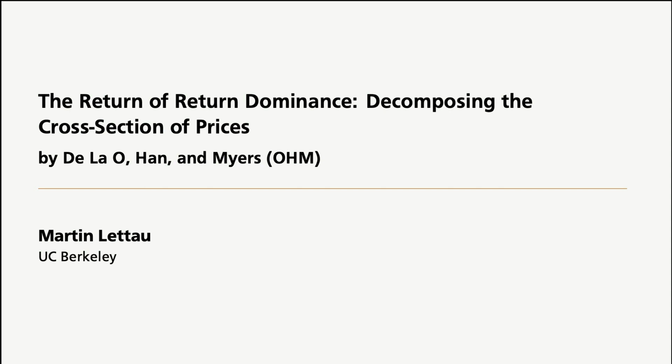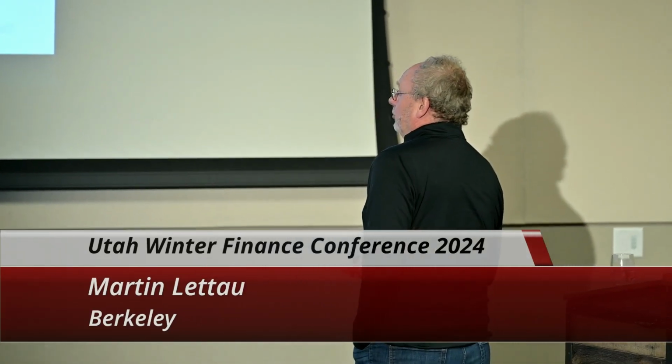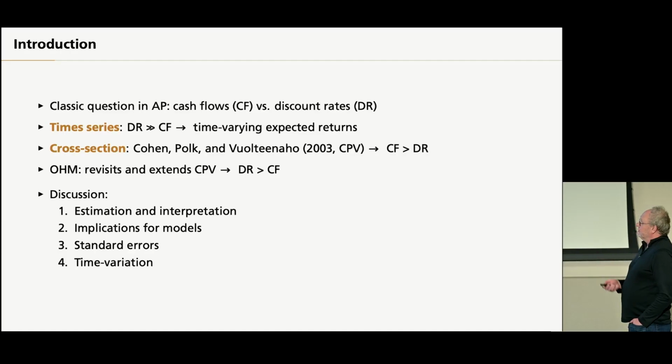This is a fun paper to read because it challenges some of the conventional wisdom from the previous literature. It's a classic asset pricing question, of course. What's the role of discount rates compared to cash flows? In the time series, it's a very large literature, and we found that discount rates really dominate cash flows, right? So that means in our models, the goal is to incorporate these time-varying expected returns.